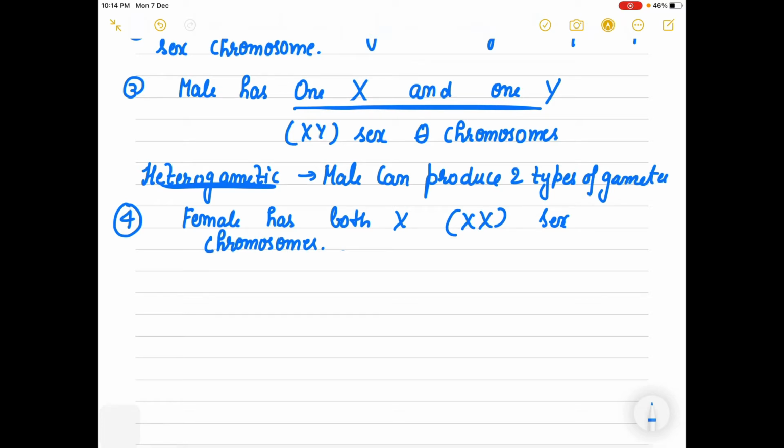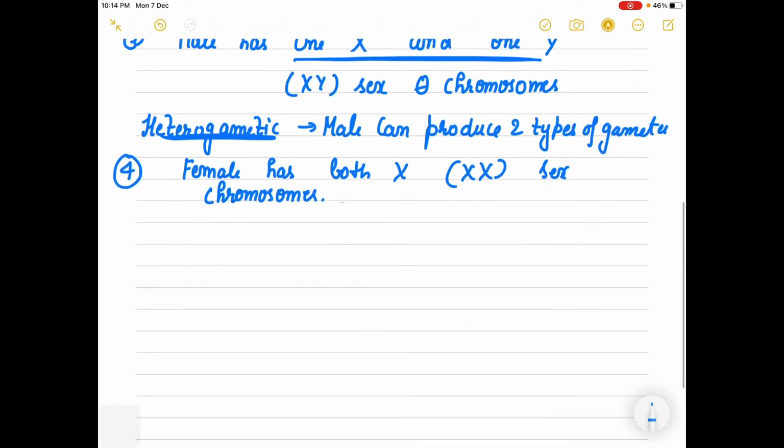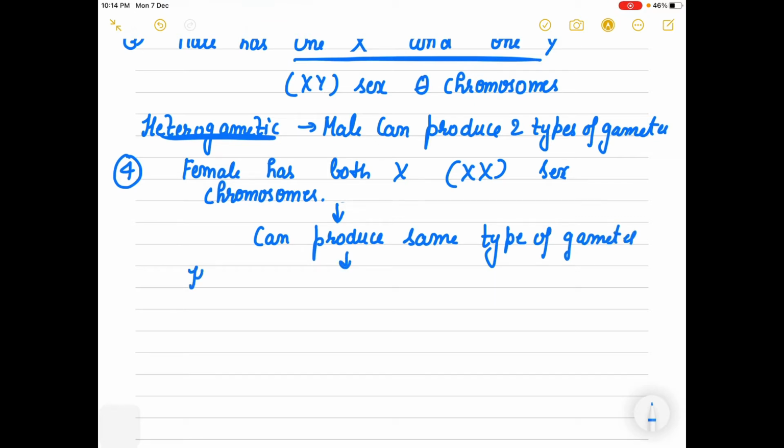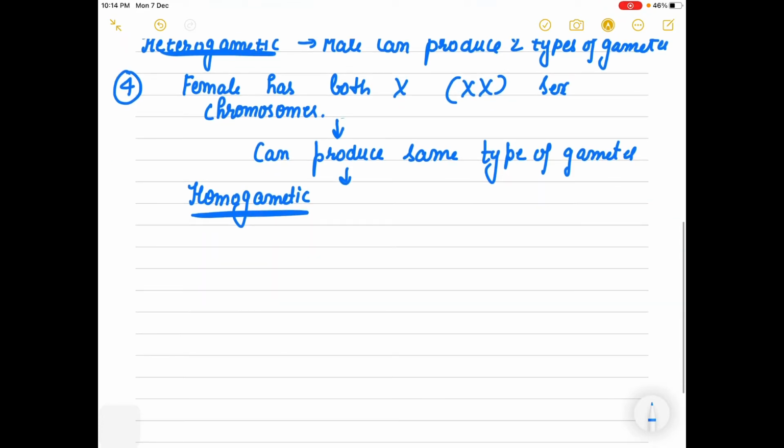And females have only XX chromosomes, they can produce the same type of gametes, that is only X. So females are homogametic in nature. They are homogametic, they produce the same type of gametes.